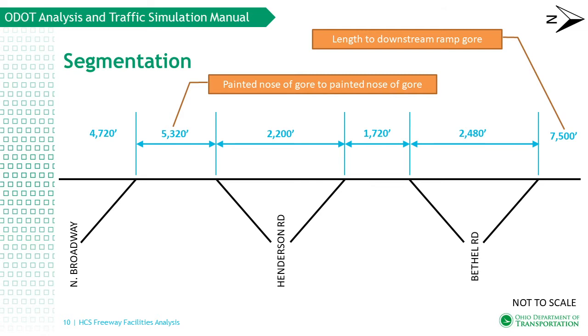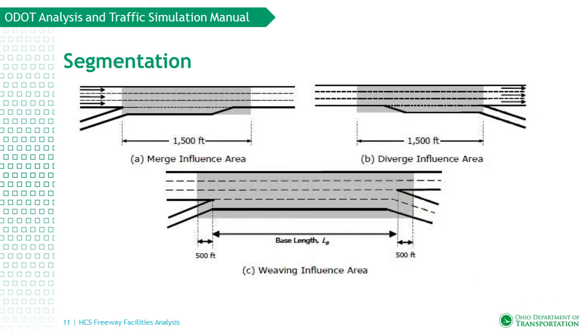If this length is not long enough to contain the queue on these segments, it may be necessary to expand the study limits. The analyst should contact the Office of Roadway Engineering for direction should this condition occur. The next step in the segmentation process involves determining the merge, diverge, and weave influence areas.